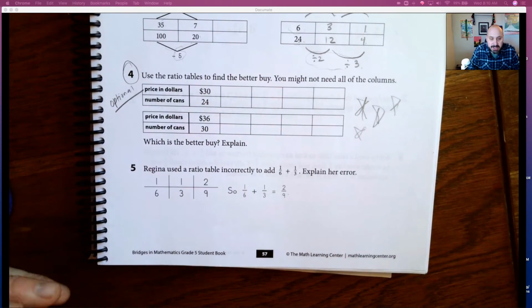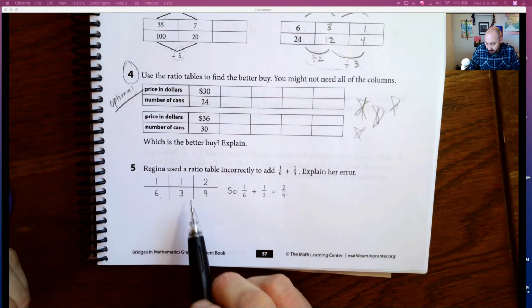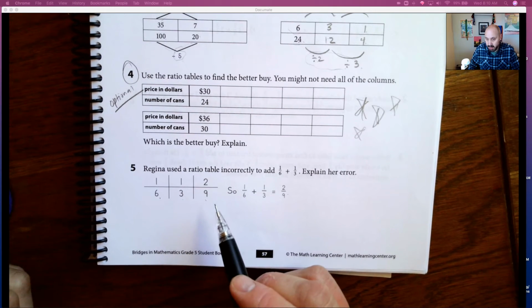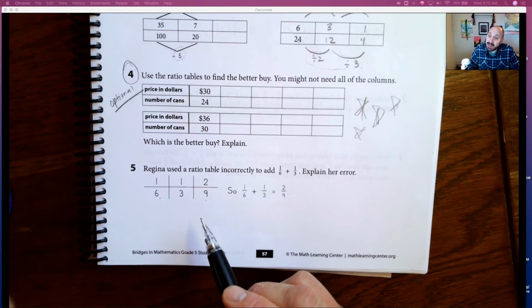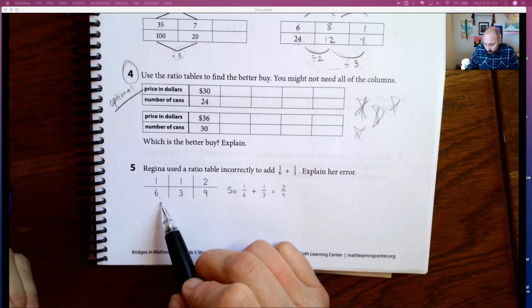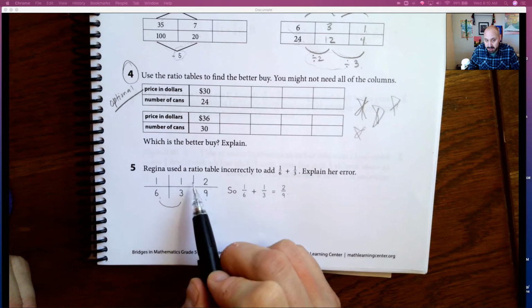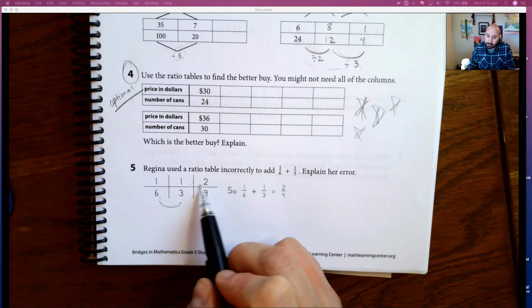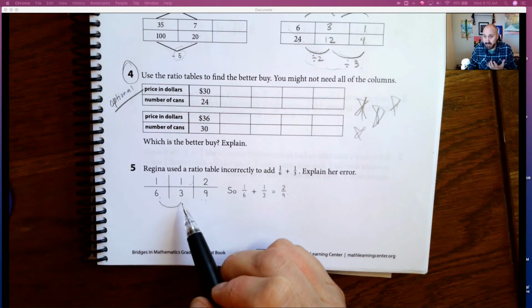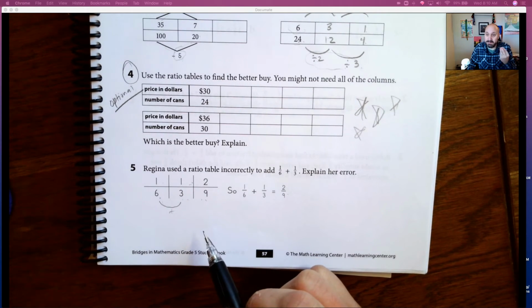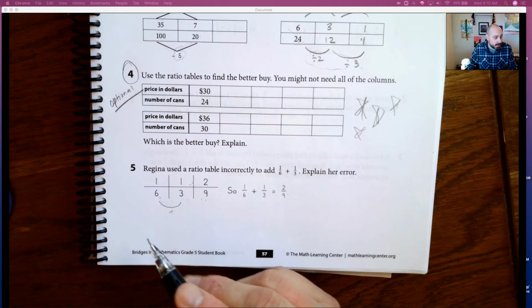And it says Regina used a ratio table incorrectly to add 1/6 plus 1/3. Explain her error. So here's what she did. She said 1/6 plus 1/3 equals 2/9. What did she do? Oh, she didn't find the common denominator. She just added the two denominators together to get 9. She did the correct step with the numerator. It might be 2, but not when we change the denominators. So she added the denominators instead of finding the common denominator.